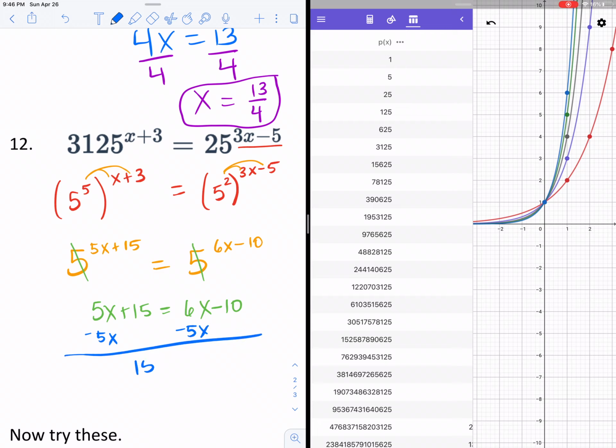I get 15 is equal to x minus 10. Add 10 to both sides. I get that 25 is equal to x. Final answer.